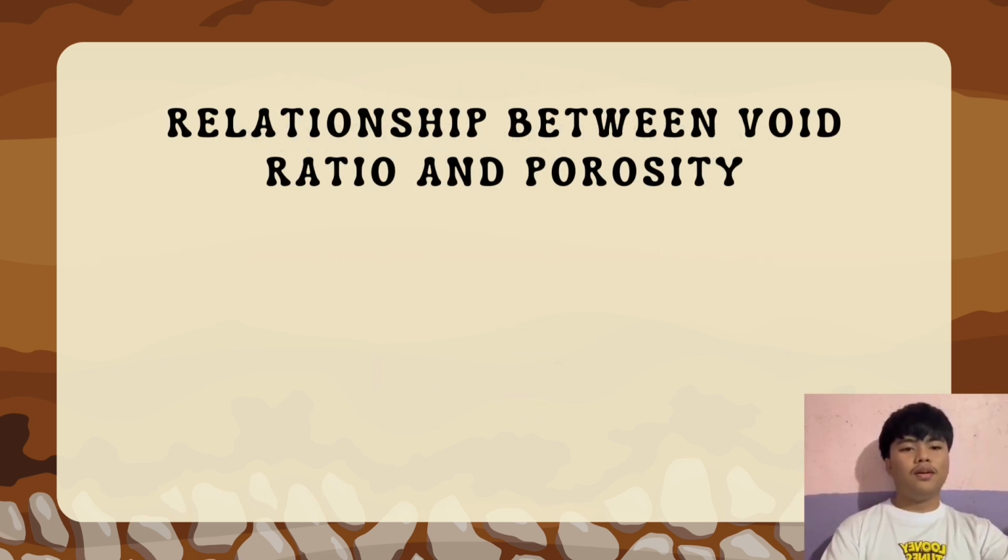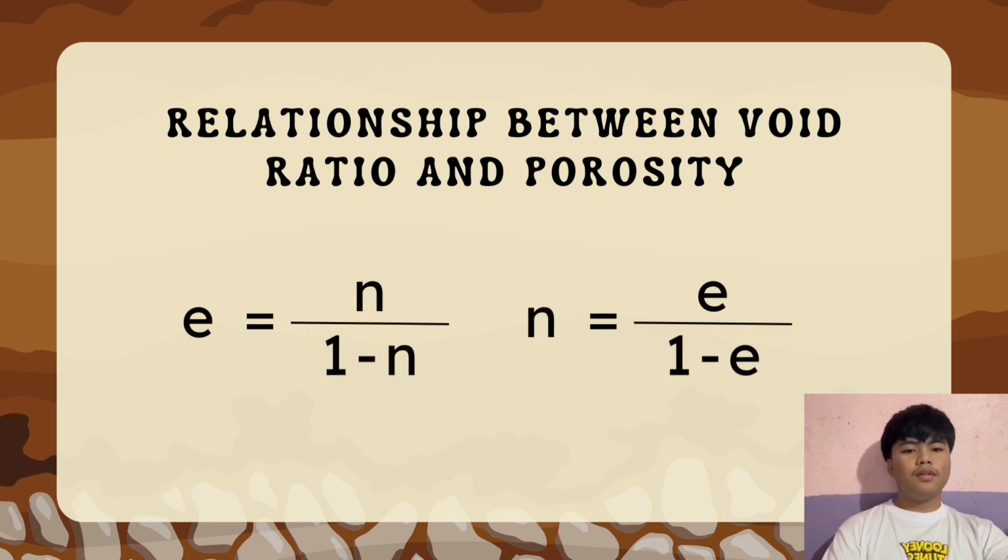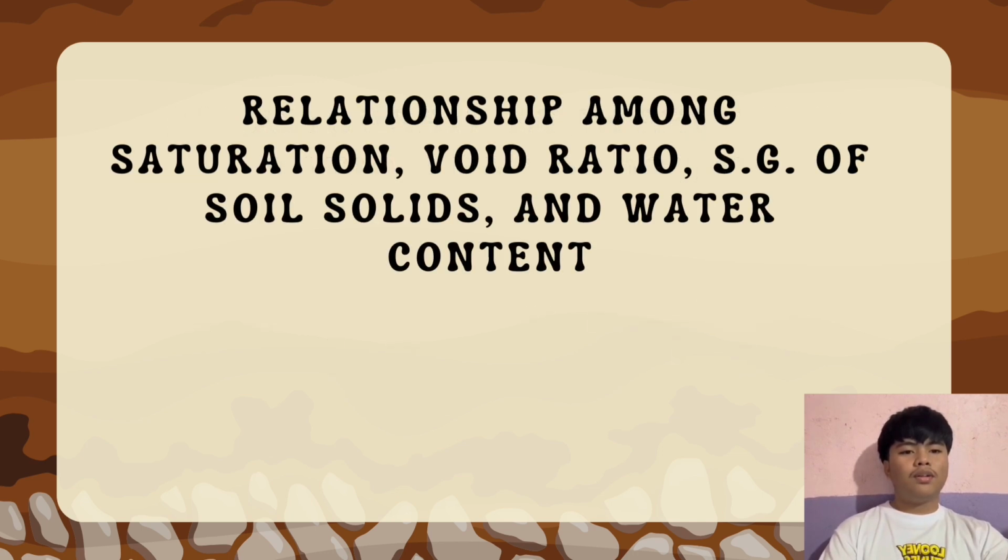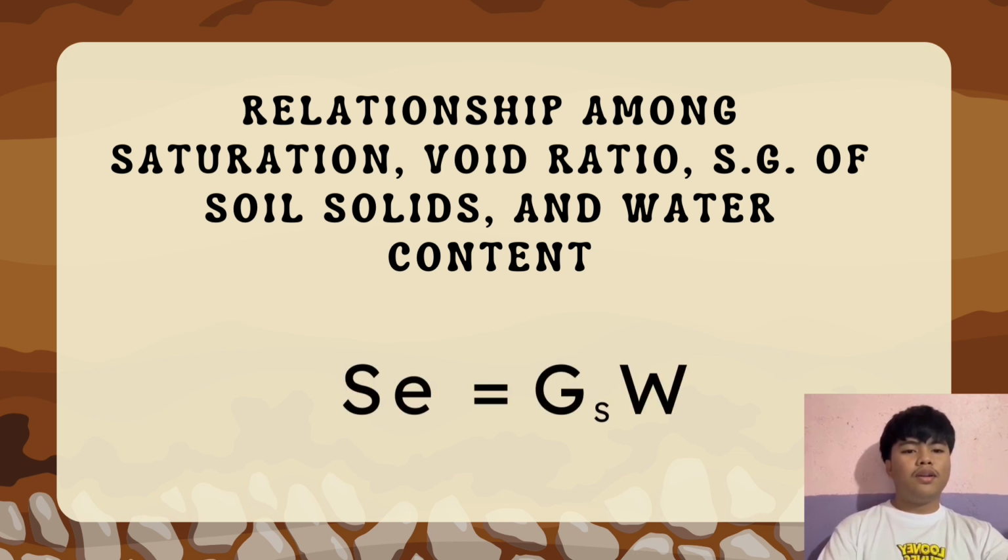Relationship between void ratio and porosity. The void ratio is the ratio of the volume of voids to the volume of solids, and the porosity is the ratio of the volume of voids to the total volume of the soil. Relationship among saturation, void ratio, specific gravity of soil solids, and water content. There is a relation between void ratio and degree of saturation, with other parameters, which is S multiplied by e equals w multiplied by G, where w is the water content of the soil and G is the specific gravity of the soil solids.